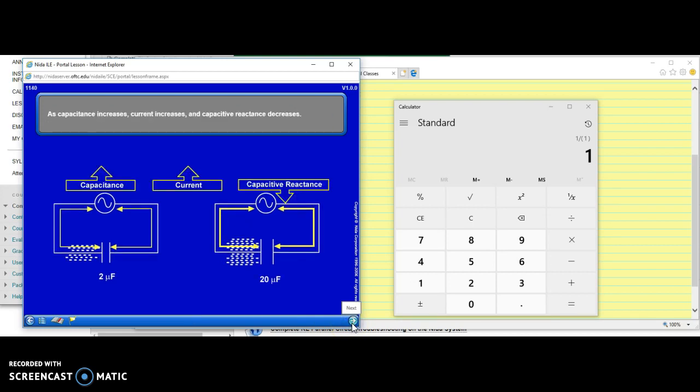As capacitance increases, current increases, and capacitive reactance decreases. When you think about that, it makes sense. Capacitive reactance is basically an impedance value, and if it drops, current is going to rise. And we see that as current rises, so does capacitance as well. So we get larger in that respect too.